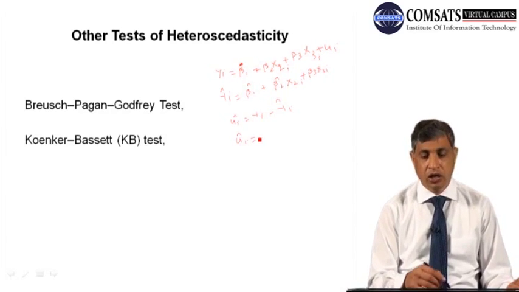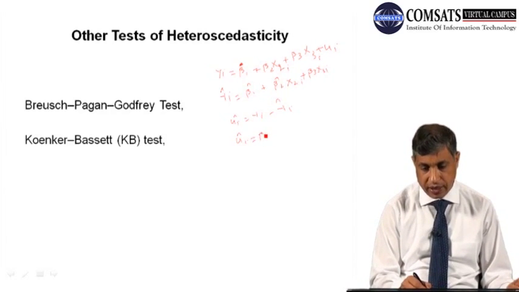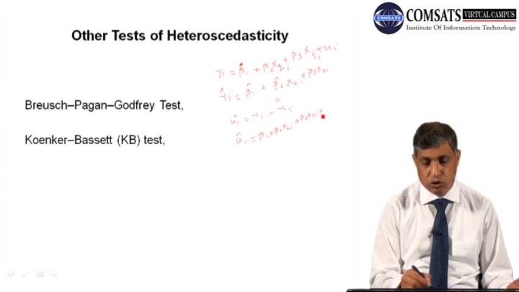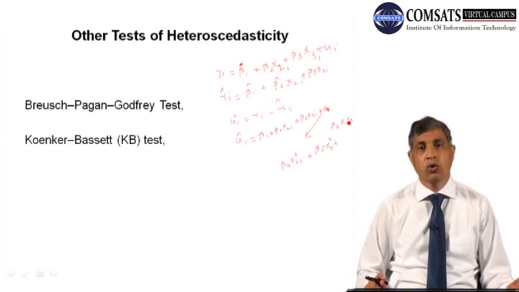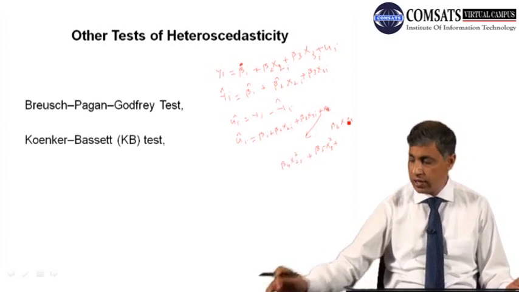We will now run it on beta 1 plus beta 2 x2i plus beta 3 x3i plus the squares of both these, x2 square with beta 4 and x3 square with beta 5, plus beta 6 x2 x3. Now look at this. We have taken the square of it.